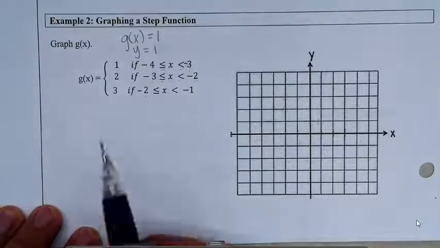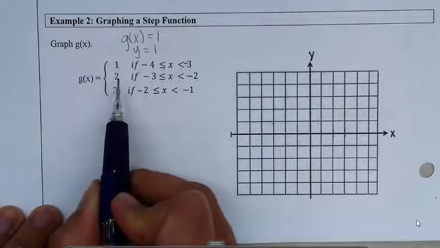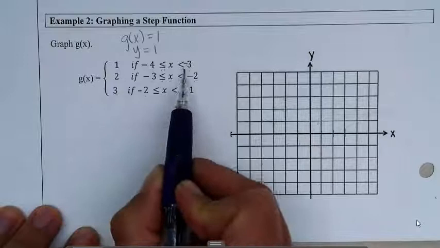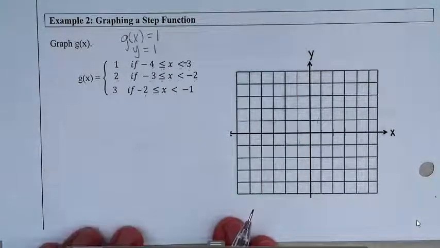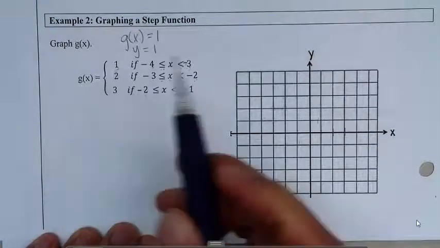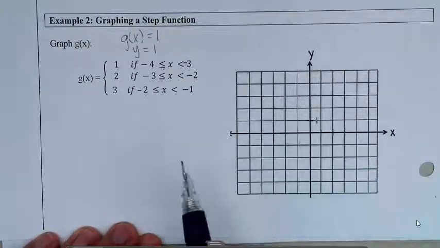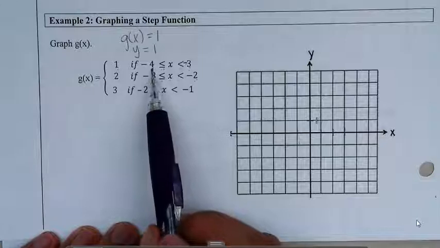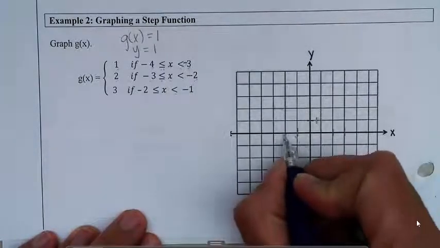All right, so I have 3 pieces here. One of them is going to be y equals 1. One of them is going to be y equals 2. And one of them is going to be y equals 3 in between these x values. Okay, so I'm going to go ahead and draw these graphs. So y equals 1 is the graph at y equals 1. It's a horizontal line. And I can only draw this horizontal line, though, between -4 and -3. So let me label my axes.